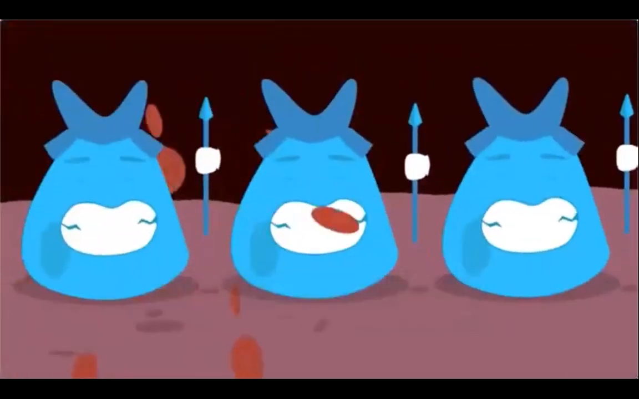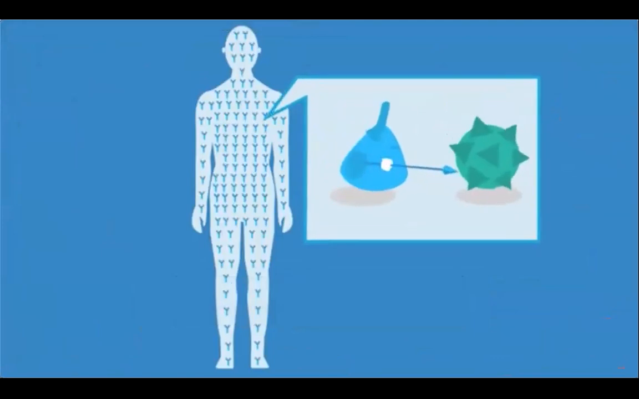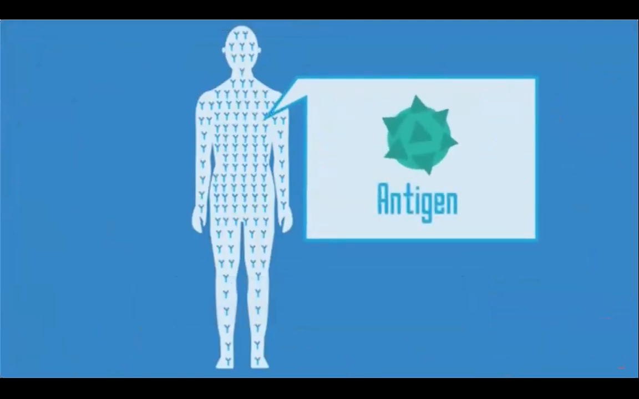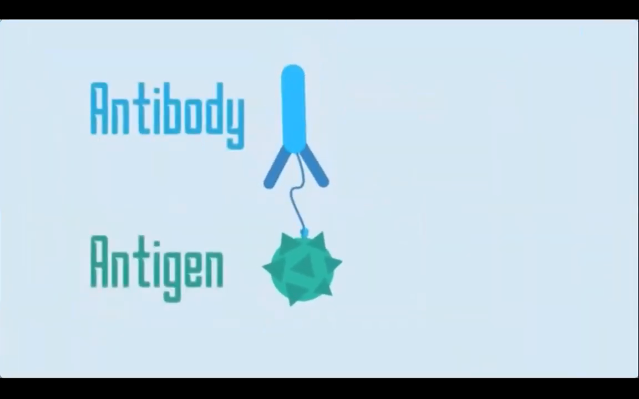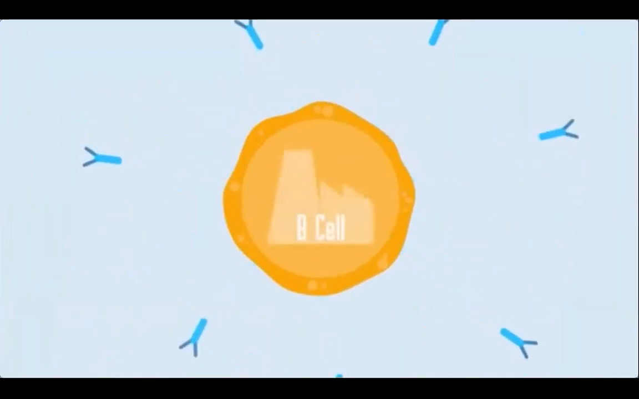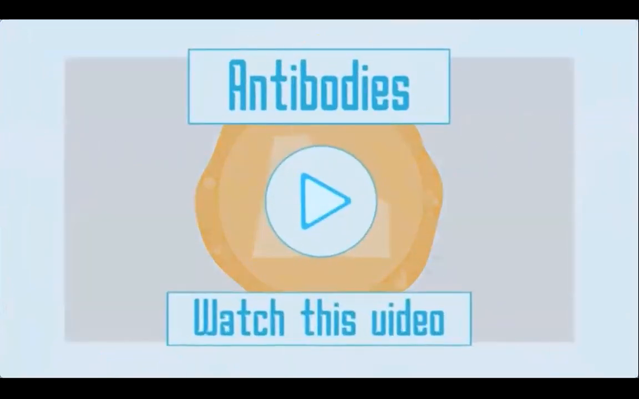Antibodies are the warriors inside our body. They are part of our immune system, recognizing and fighting against bad foreign invaders called antigens. Antibodies can bind to a broad range of antigens and are produced by cells of the immune system, known as B cells. To learn more about antibodies and antigens, watch this video.